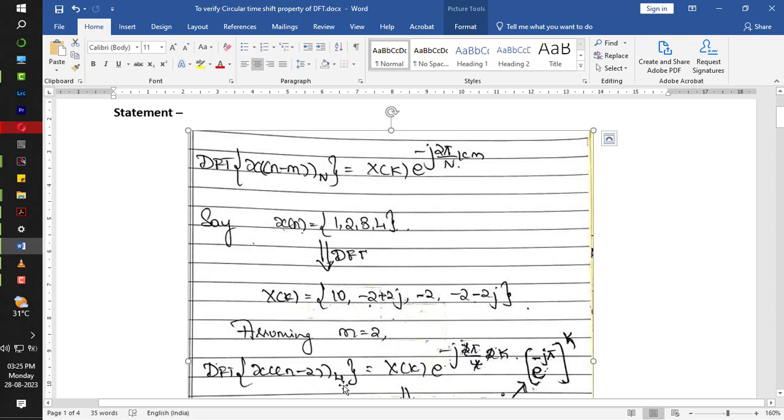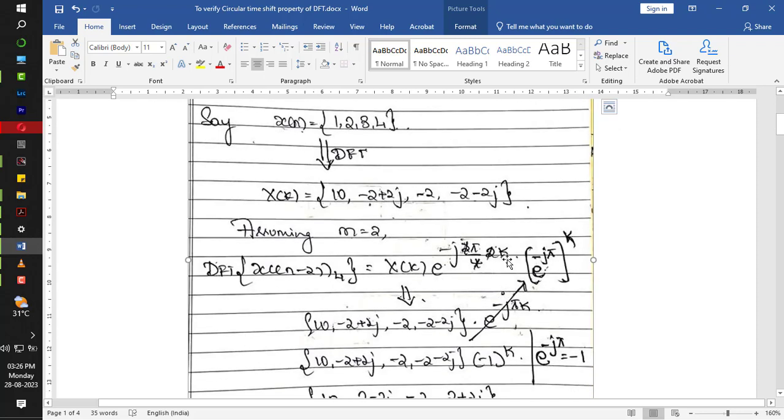So what happens in the frequency domain to the DFT of x of (n minus 2) mod 4? The DFT of x of n, which is X of k, gets multiplied with e power minus j 2 pi by 4 into k into 2. Here 2 times 2 is 4, and 4 by 4 cancels out. We end up with e power minus j pi into k, which can be written as e power minus j pi whole power k. Since e power minus j pi is minus 1, we can write it as minus 1 power k.